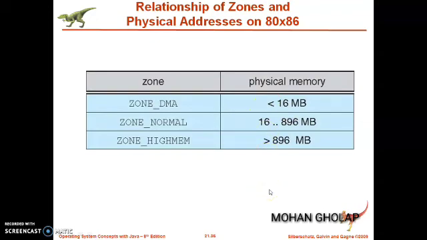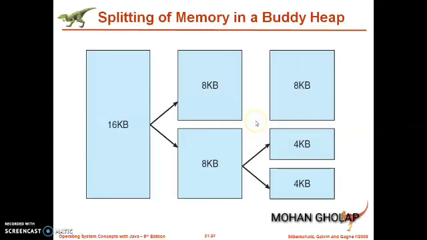On a Linux system, the prime physical memory manager is the page allocator. In every zone, a separate page allocator is there, and it takes care of allocating and freeing the physical pages for that particular zone. It is also capable of allocating ranges of physically contiguous pages as per the request. Along with this, we have one more concept: the allocator uses a buddy system. In this figure, you can see how the splitting of memory is carried out in the buddy heap or buddy system.